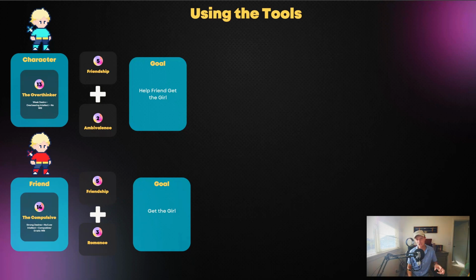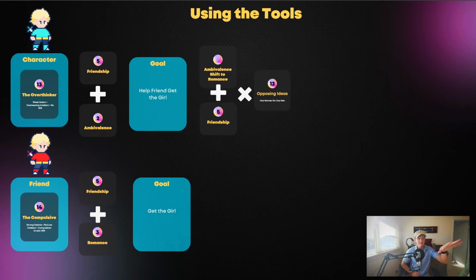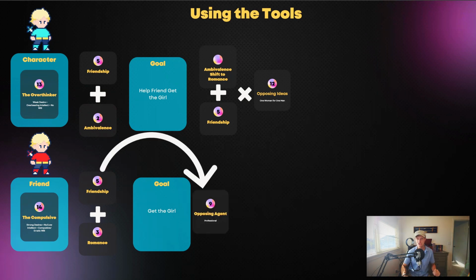But relationships change over the course of a story, and this is where it gets interesting. Ambivalence shifts to romance for our character. He falls for the girl. This is your typical love triangle. But let's add the opposing idea, obviously from the society, that one woman is for one man. Now, what that does is it turns our character's friend into an opposing agent. Now, a proper opposing agent, because their goals are at odds. They don't necessarily hate each other yet.